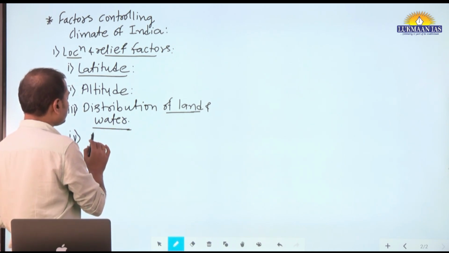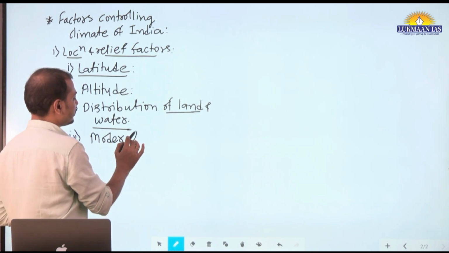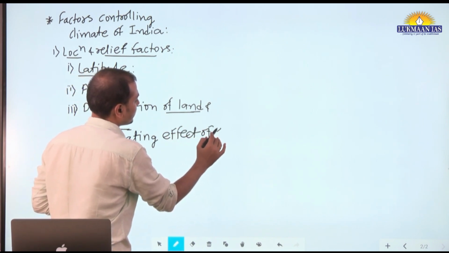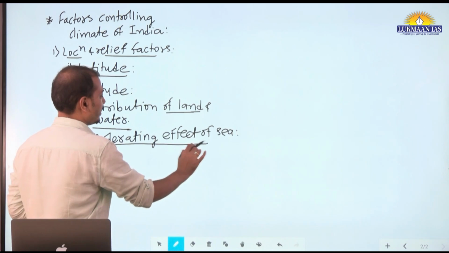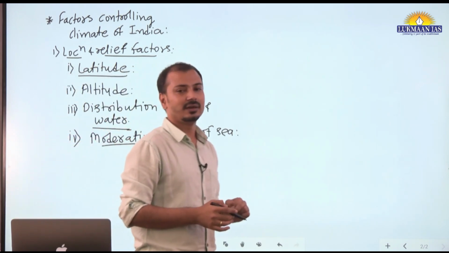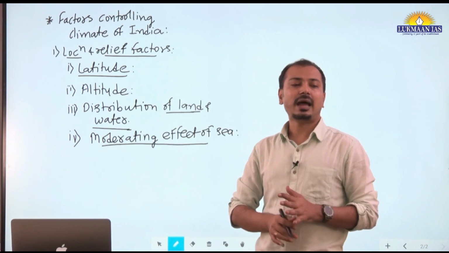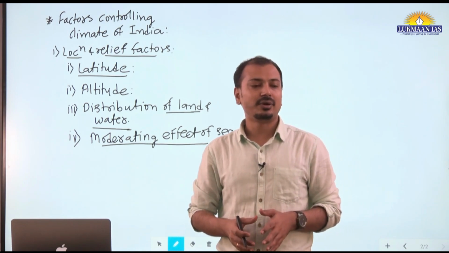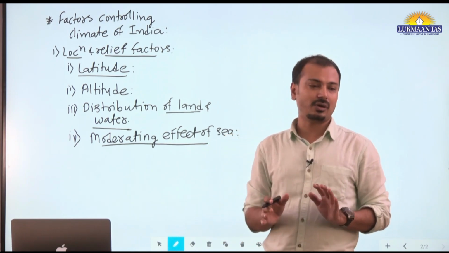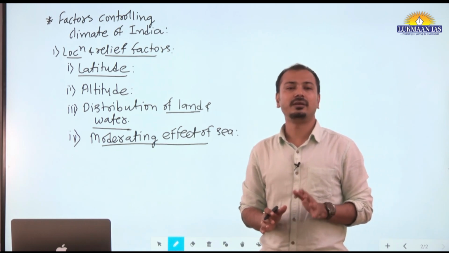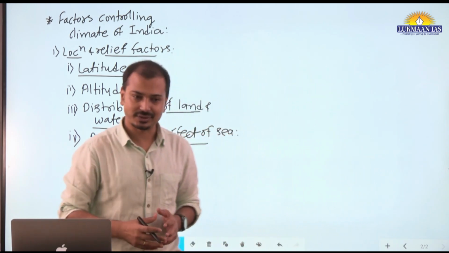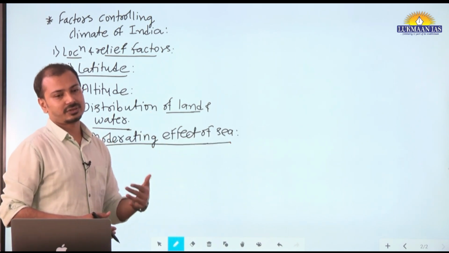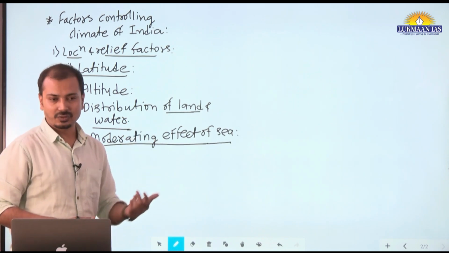Now, moderating effect of sea or distance from sea. So earlier we learned about this, temperature distribution factors. There we learned how the land and sea breeze in the coastal areas leads to redistribution of heating, and because of that there are always moderate temperatures in coastal areas. There are no diurnal extremes of temperature, right?